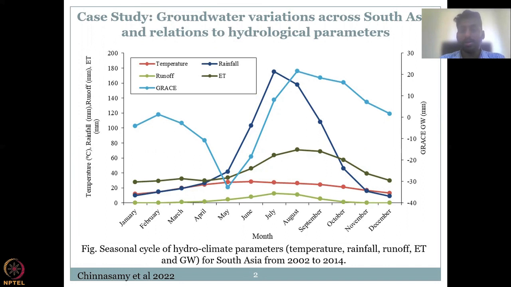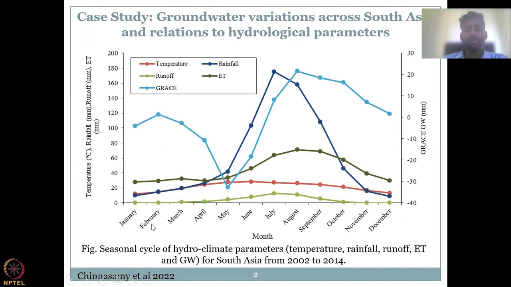So this study looked at a long-term groundwater change from 2002 to 2014 and took into account the major factors that drive this groundwater use. Basically, your agriculture, which is represented by the ET. Also, temperature and runoff were also looked at to see what the correlations are between those and the groundwater. So this is an average monthly change in the different parameters.